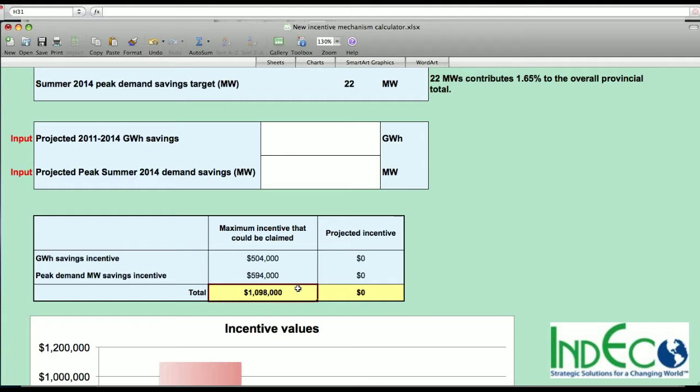Next, we will input projected energy and peak demand savings. Enter a value for how much energy the selected LDC projects to save between 2011 and 2014, and a value for the peak demand savings the LDC projects to save in summer 2014. Remember, these savings should only be from programs starting at some point between 2011 and 2014. Values are entered in gigawatt hours for energy savings and in megawatts for peak demand savings. As an example, we will project that Burlington Hydro will save 100 gigawatt hours and 25 megawatts.